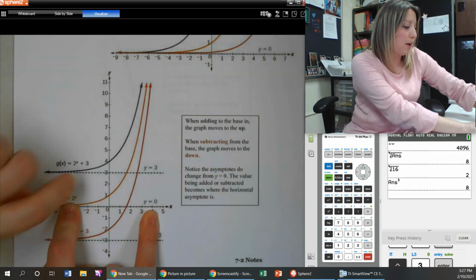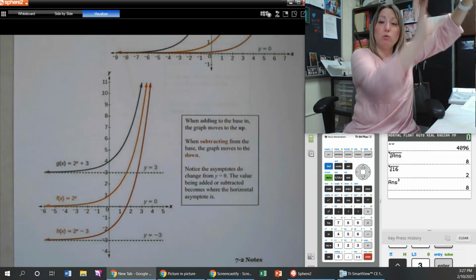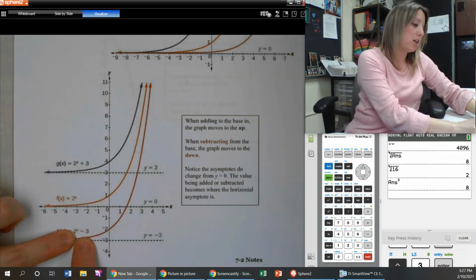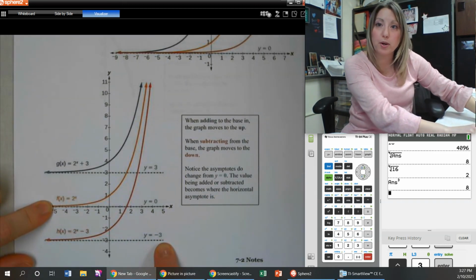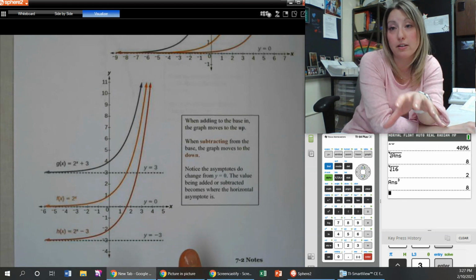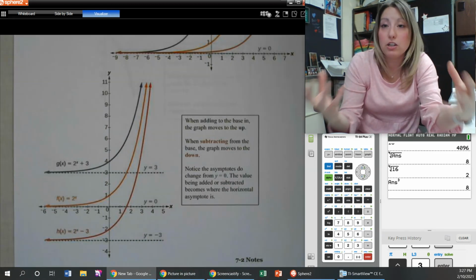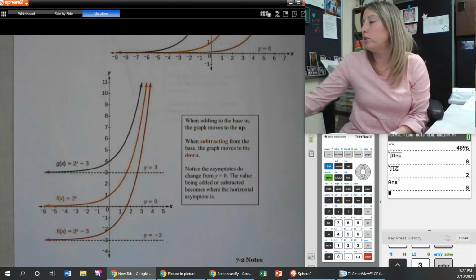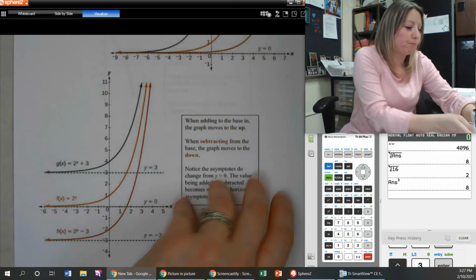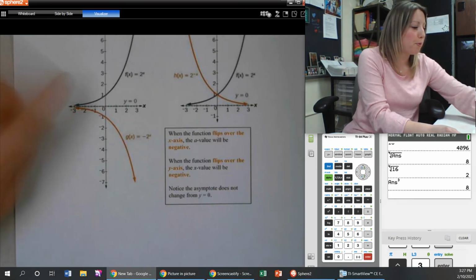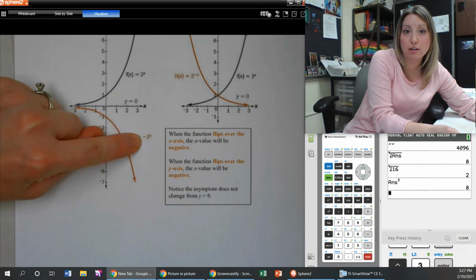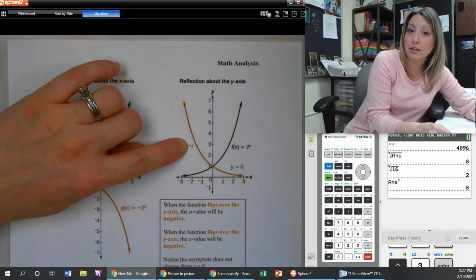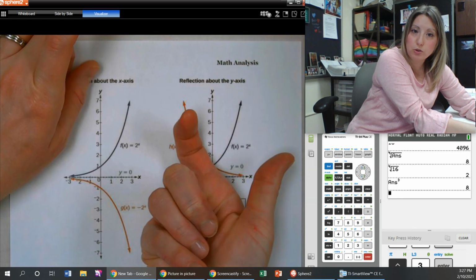But now if I move everything up 3, well, now so does my asymptote move up 3. If I move everything down 3, so does my asymptote move down 3. So that's why the number added or subtracted at the end is giving you the value of your asymptote. Okay, it's giving you the equation that your asymptote is going to be. All right. And then, of course, flipping over the x-axis, it has a negative a value. And if you make your exponent negative, that's a reflection this way.